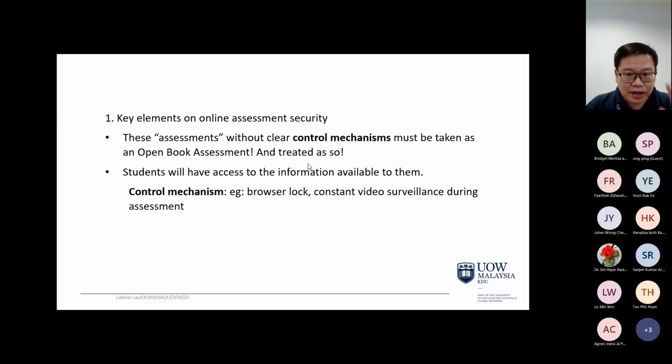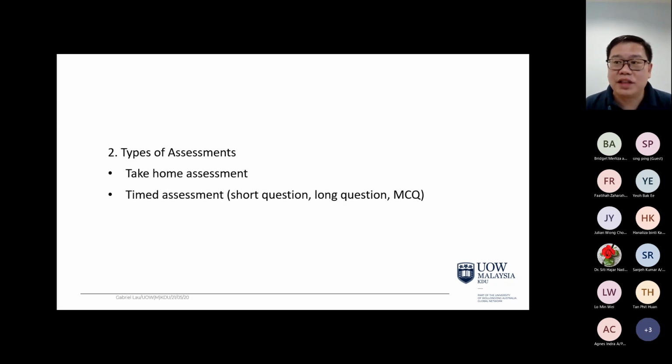But I still advise my colleagues, even though you use the exam software, structure your exam paper to not emphasize too much on knowledge. Don't reward too much on just knowledge, more on the application part of it. Now, we have types of assessment.